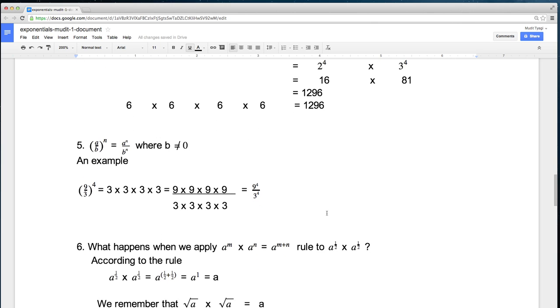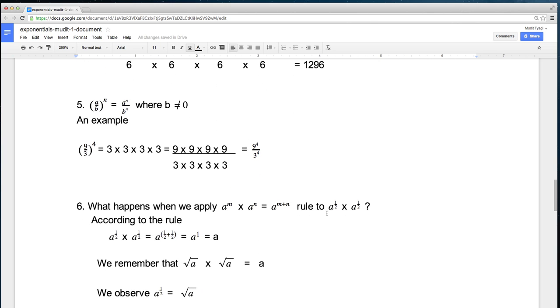Okay, and now we come to this rule where you've got a divided by b, and this fraction is raised to the power of n. And that turns out to be equal to a to the n divided by b to the n. Now here we don't want the b to be 0, because if b becomes 0, then this a divided by 0 becomes undefined. So we need to make sure that the b is not a 0.